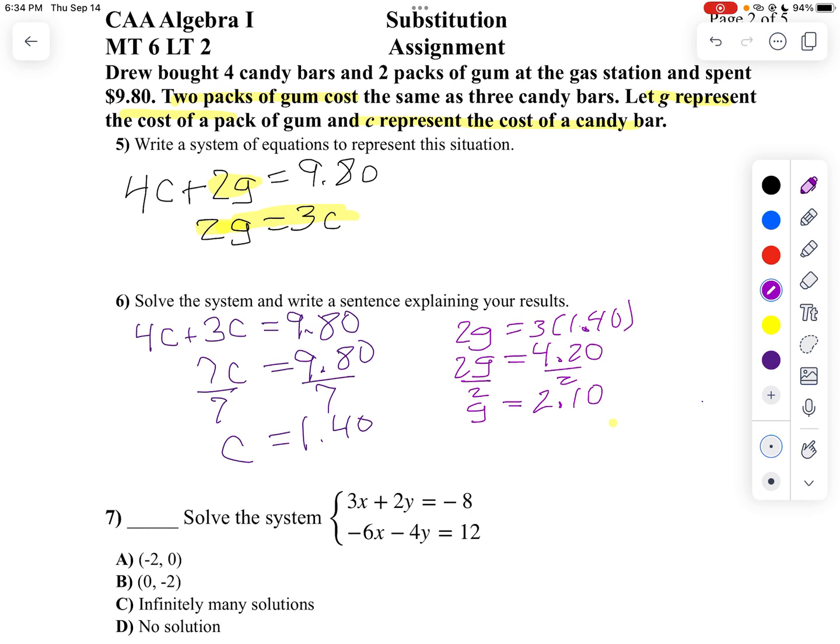And then I want to write a sentence. So I'll say gum costs $2.10 per pack. And a candy bar costs $1.40.